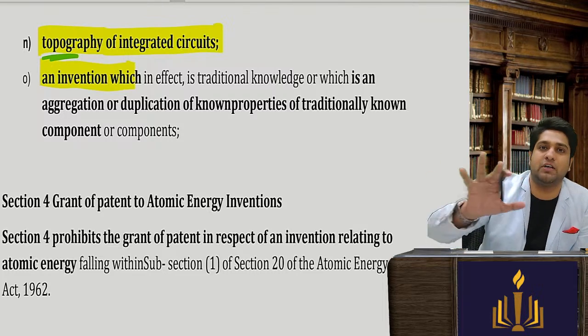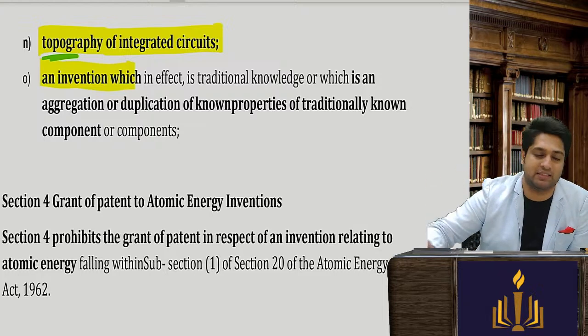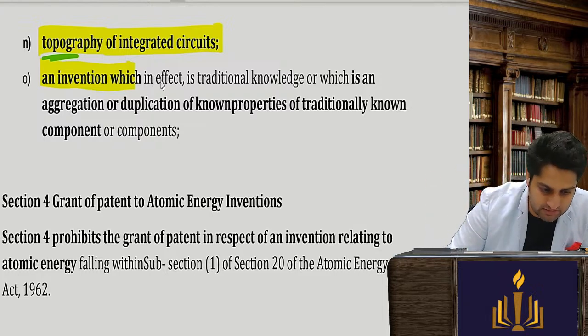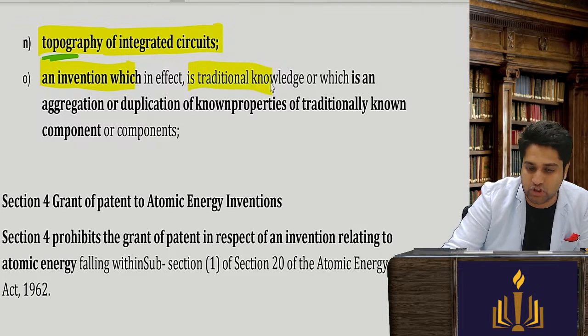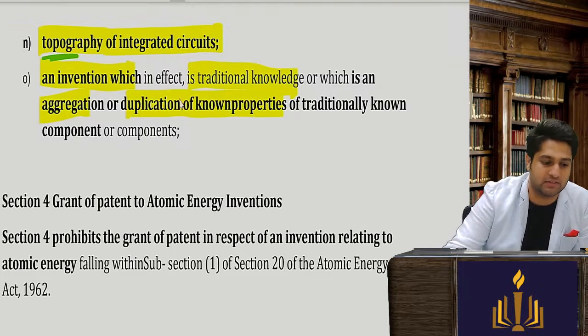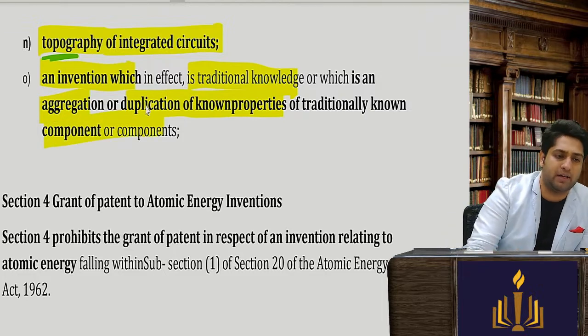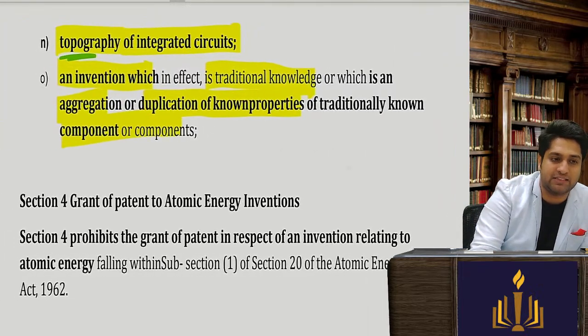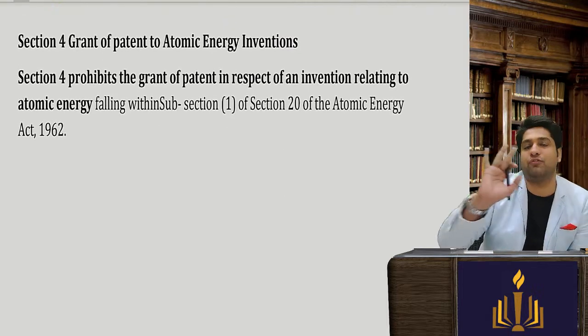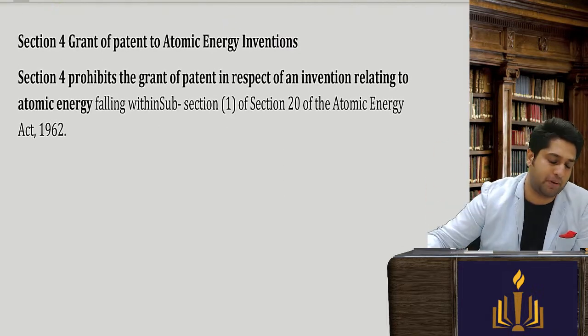Topography is the placement of things, the visual aspect of placing things. An invention which in effect is traditional knowledge, or an aggregation or duplication of those known properties. Something which is known cannot be patented. Now we have done with section 3. Section 3 and 4 inventions cannot be patented.